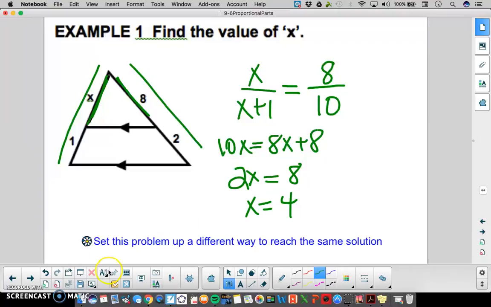Okay, notice at the bottom I said set this problem up a different way and reach the same solution. So I want you to try and use one of those other setups of proportional parts to get the value of x.